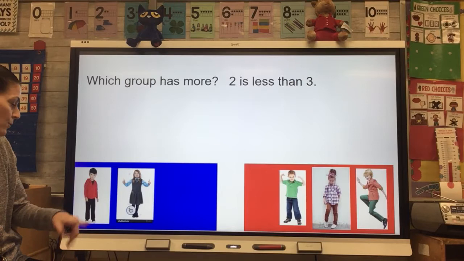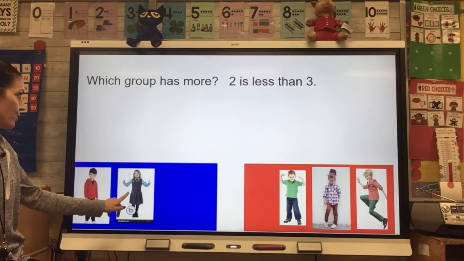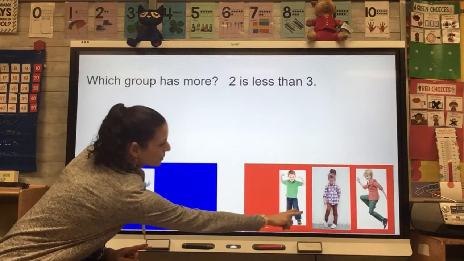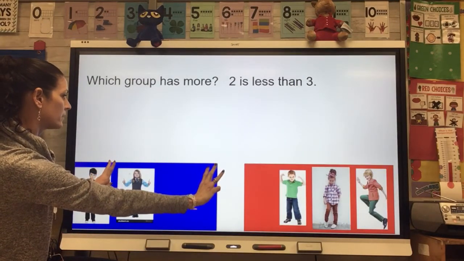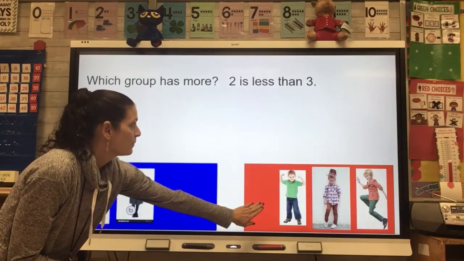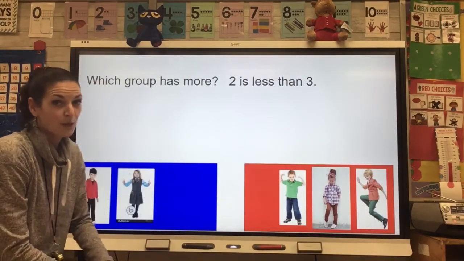Let's see what's next. Okay, which group has more now? I'm not positive, so I'm going to count. Maybe you need to too. 1, 2, 2 kids here, and how many over here? 1, 2, 3. So which one has more? I hope you're thinking the red side. Red has more because 2 is less than 3. 3 has more.